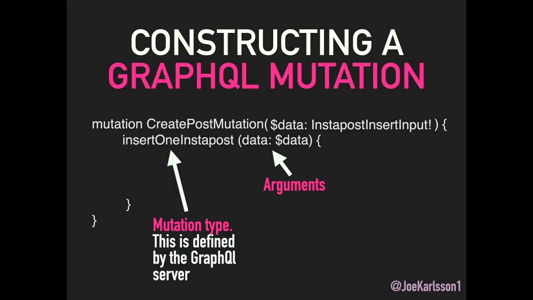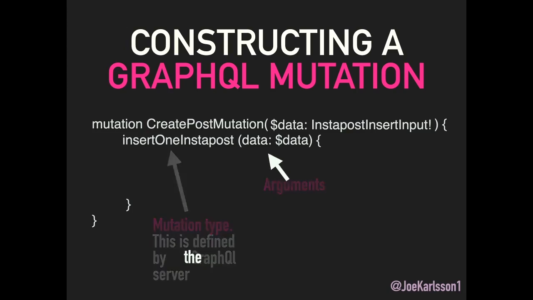So, insert one instapost. This mutation from MongoDB that automatically got generated has arguments that need to be passed through. Those are defined in GraphQL.